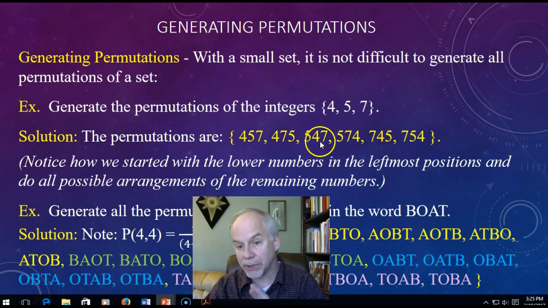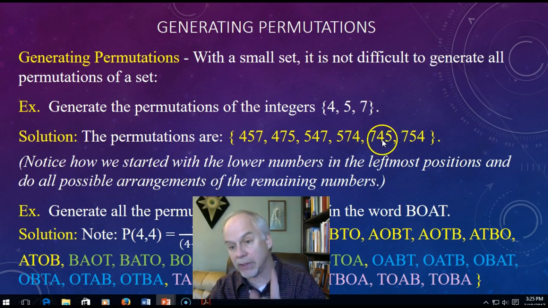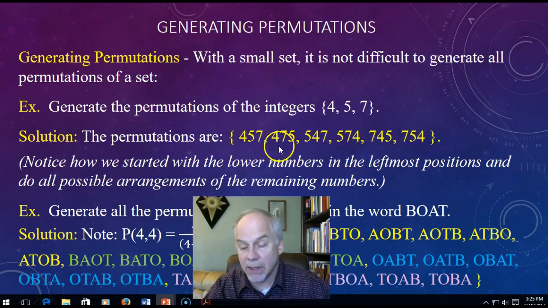But then we could switch those digits and get 5, 7, 4. And then last of all, we do the highest number, 7 first, and then 4, 5, and then 7, 5, 4. So this is in lexicographic order, and it gives all the permutations.